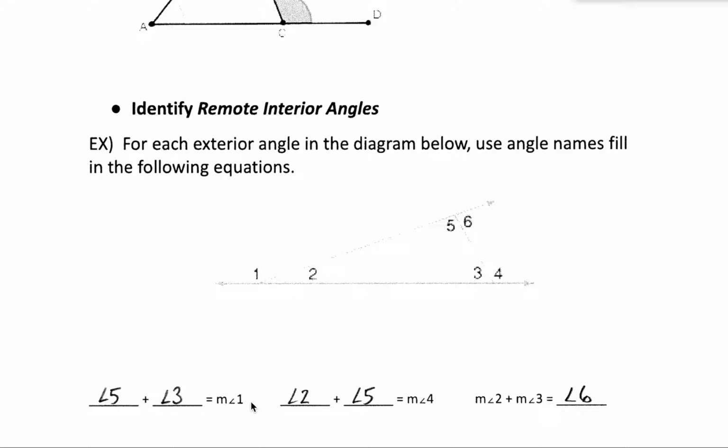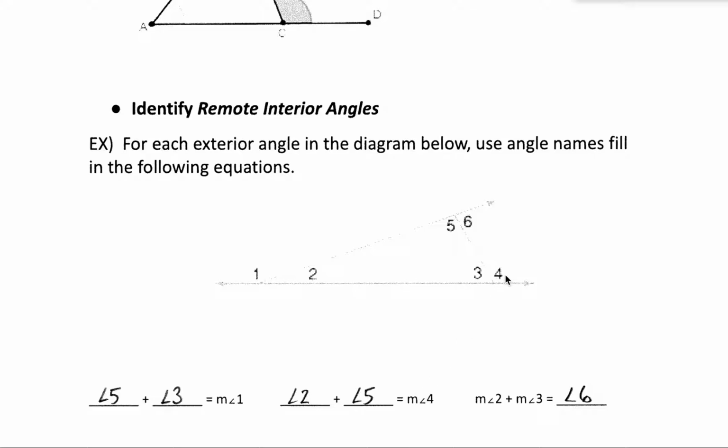So if we want to find the measure of angle 1, all we need to do is find our remote interior angles that correspond with that outside angle. So the two inside angles farthest away would be angles 5 and 3. If we add those measures together, it's equal to the measurement of angle 1. If we instead are looking to find the measure of angle 4, that outside angle, we'll look inside, and the two farthest away inside angles, angles 2 and 5, their sum would be equal to the measure of that outside angle.